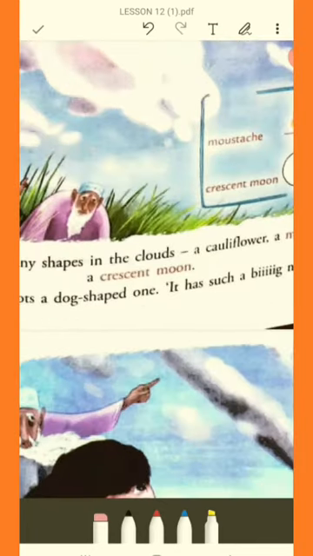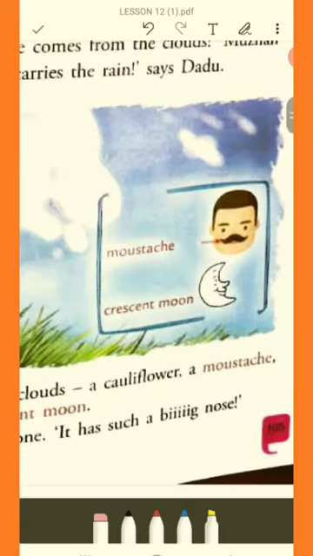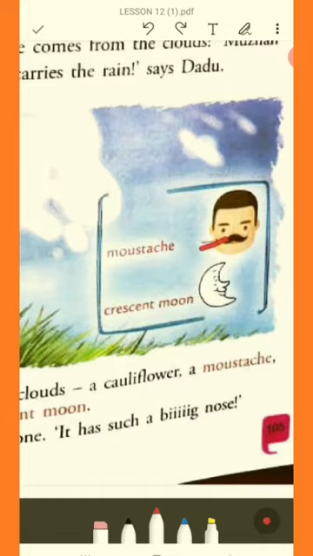See, we'll learn two new words before we read. I'll explain to you. The first word is mustache. What is mustache? Mustache is the facial hair that grows on the part between the nose and upper lip in a man's face. Okay, here you see mustache, right?